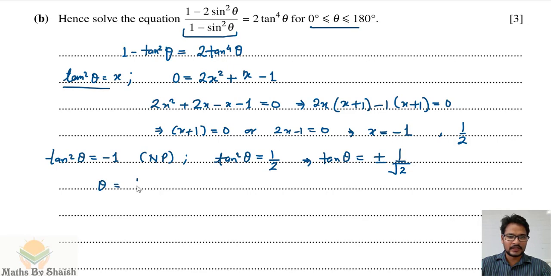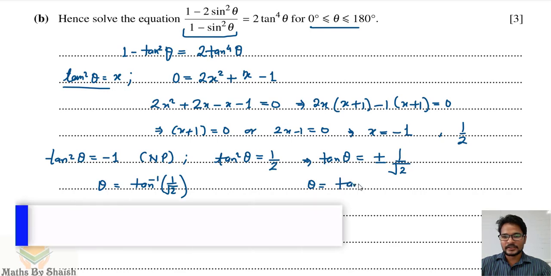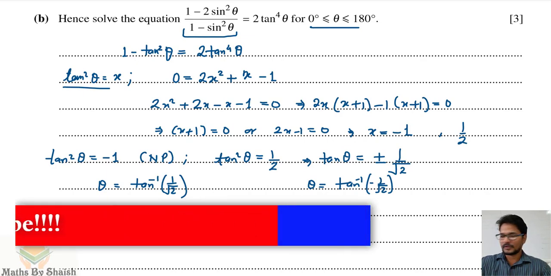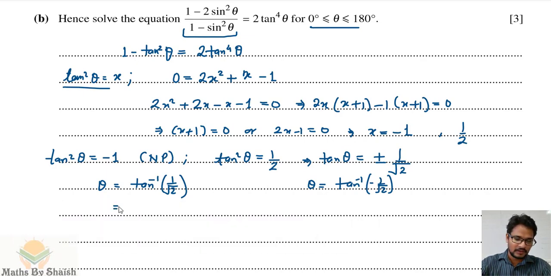One value, where tan theta is 1 by root 2, theta becomes tan inverse of 1 over root 2. Another value we will get from tan inverse of minus 1 over root 2, and then we will get these values from the calculator. Tan inverse 1 over root 2.